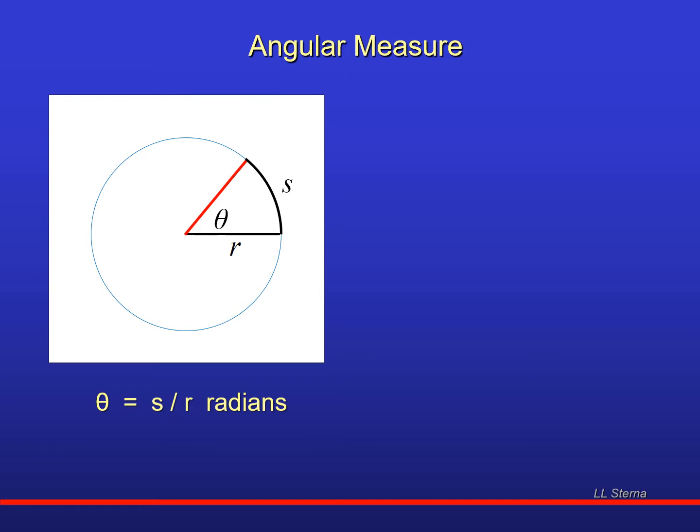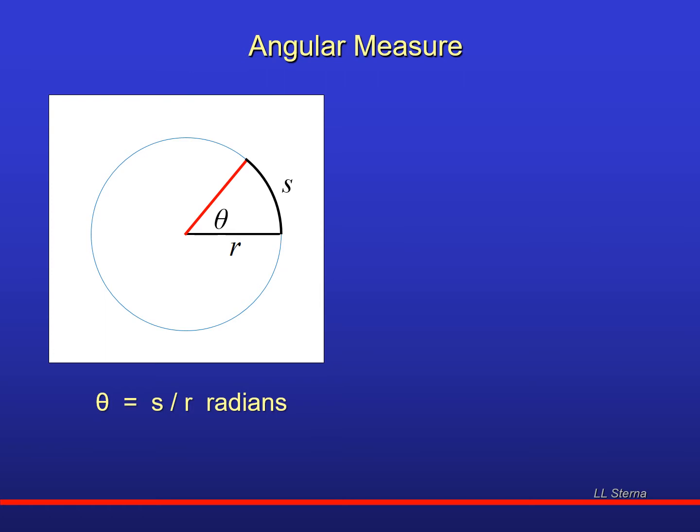Now notice, although we call the unit radians, if s was in centimeters and r was in centimeters, the unit would have canceled out. So it's kind of a non-unit. It's the number of radii, we call it radians.